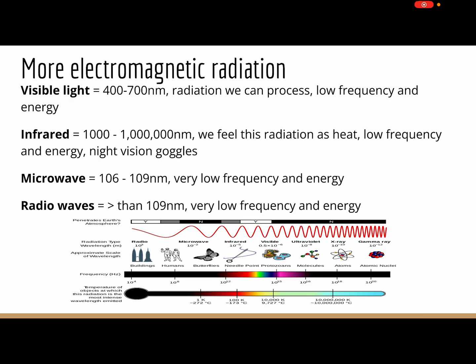And then the last one are radio waves. They are more than 10^9 nanometers, very low frequency and energy. That's why when you're driving in your car and you go through a valley, a lot of times you'll lose radio signal, and that's because it can get blocked pretty easily through a valley, and so you can just lose it, and it'll eventually come back as you go.